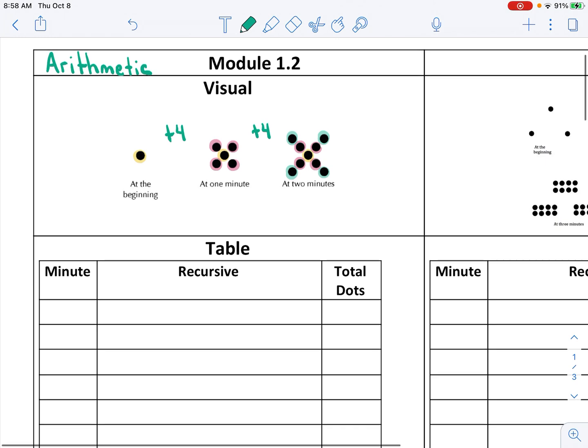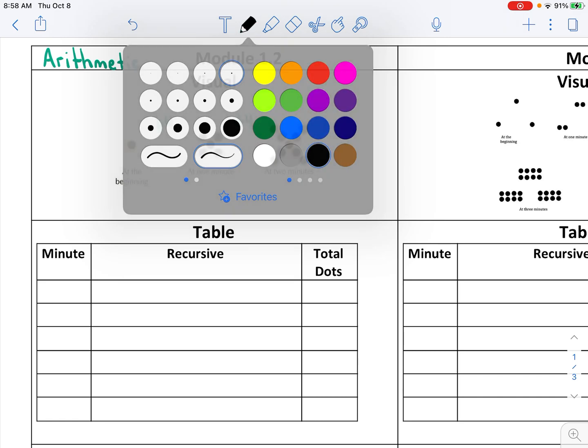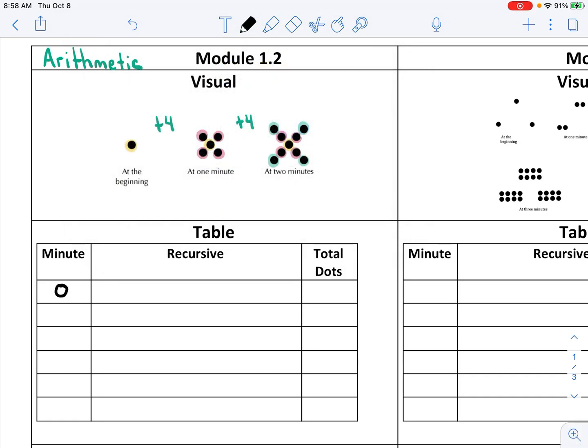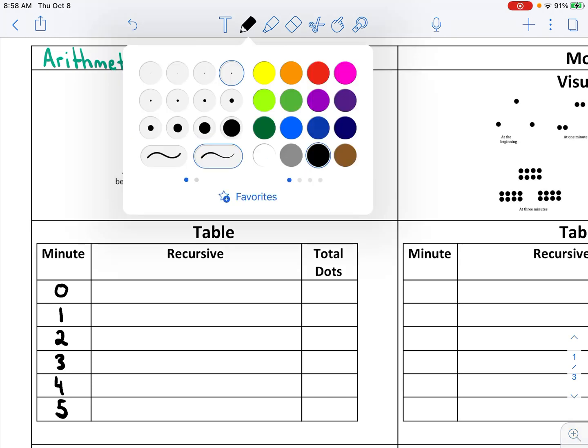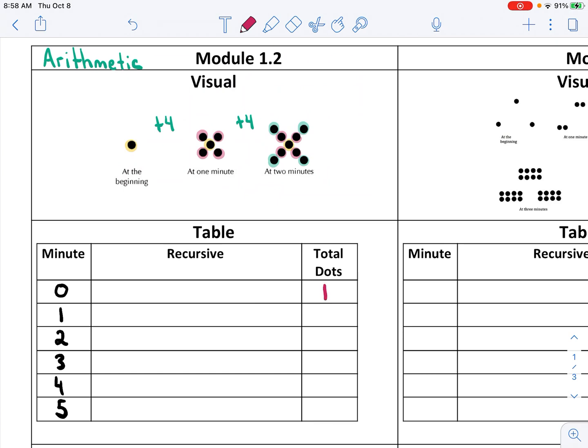Okay, so let's go ahead and fill out our table. We already know that we are starting at the beginning, which is time 0. Then we have 1 minute, 2 minutes, 3 minutes, 4 minutes, 5 minutes. The number of dots at the beginning at time 0 is going to be a special value. It's our start value, and we have 1 dot. So in our recursive table, we are always beginning with 1. Then, after each minute, we add 4.